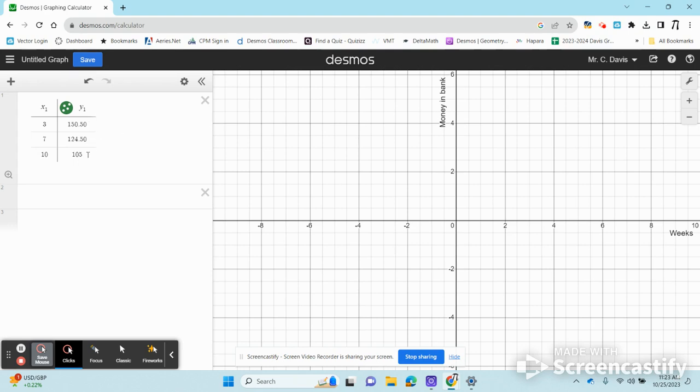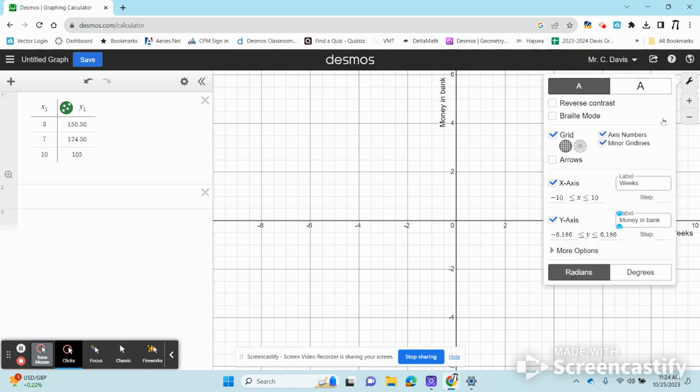Also, our Y values, we can't have negative money in a piggy bank, right, or in any bank. So we don't need to worry about negatives for our Y values, and we need them to go up way higher than the 6 you see right here. So to adjust your window so that it's useful and important, we want to go back to this wrench. And here is where it says x-axis, right? Here's where we can change that.